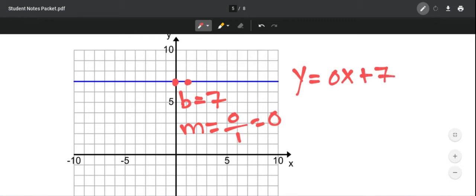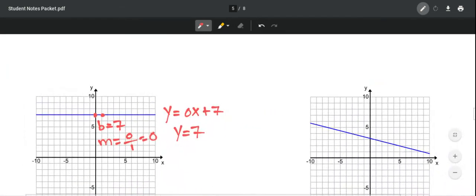Well, 0 times x is 0. Or if you knew that for horizontal lines, every y value is 7, no matter the x value, that's the equation. So you can do it either way.